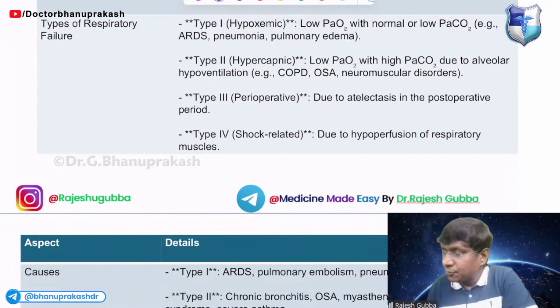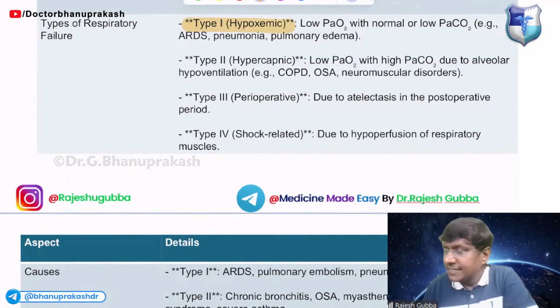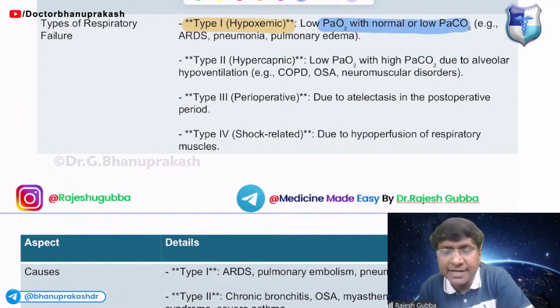So what are these 4 types? Number 1, your type 1 respiratory failure, which is hypoxemic respiratory failure. In hypoxemic respiratory failure, you will have hypoxia as well as hypocapnia. Hypoxia and hypocapnia. And what will happen to your AA gradient? AA gradient is increased. Alveolo-arterial gradient will be increased, right?